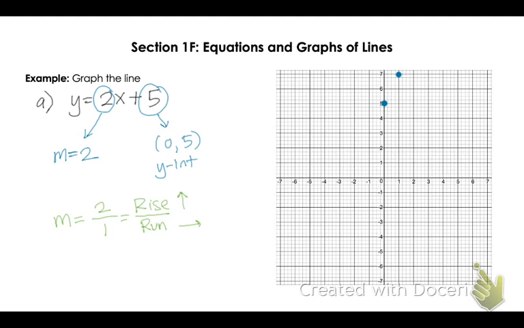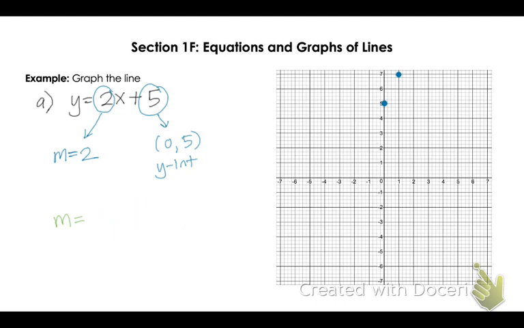Now you only need 2 points to graph a line, so you can be done here if you would like. But I'm going to plot another point. I'm going to show you kind of a trick. I'm going to think about my slope. My slope is 2, and I'm going to rewrite that slope.